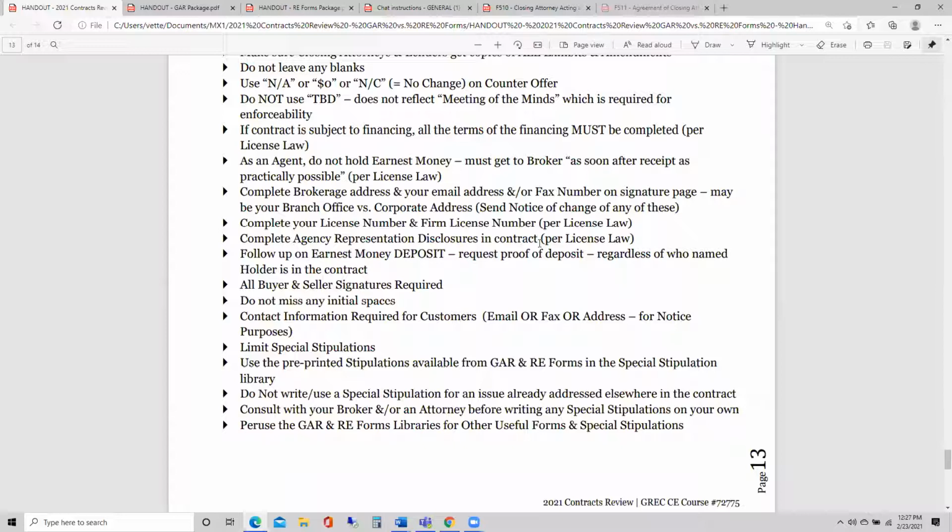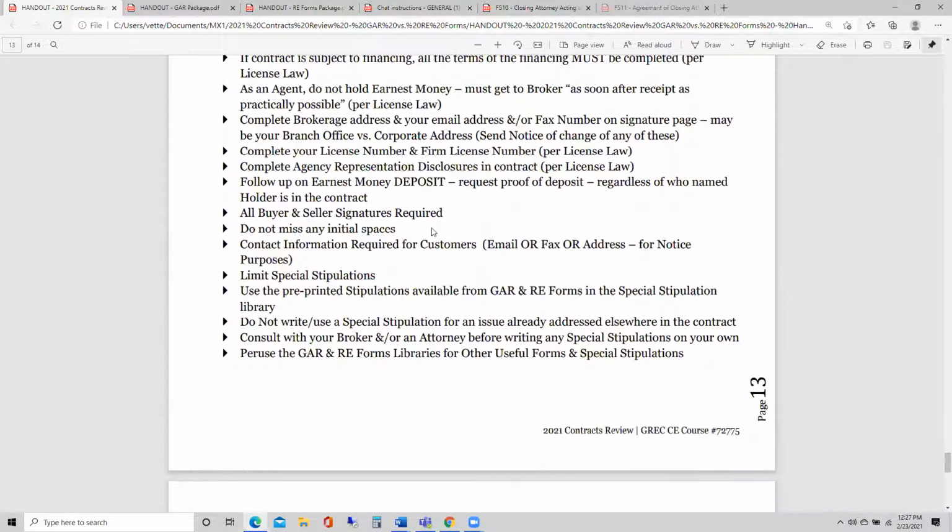Again, complete your license number and firm license number and agency representation. That's per license law. Regardless of who is holding the earnest money, I don't care if it's your broker, I don't care if it's the co-op broker, and I really don't care if it is the closing attorney, it is your responsibility, both the buyer side and the seller side, to follow up with that. Was it received? Was it deposited? You want to request proof of deposit regardless of the holder.